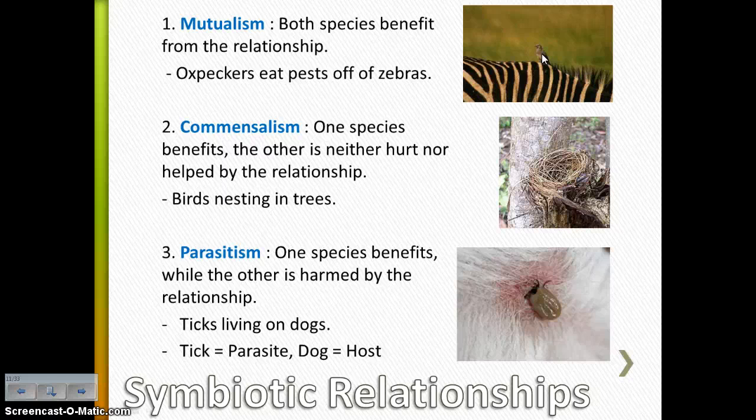Then you have parasitism, happy face, sad face. This is where one species benefits from the relationship while the other is harmed. An example would be like a tick living on a dog. The tick is getting food, that would be blood. So that would be the parasite, that's the one benefiting from the relationship. And then the dog would be the host, the one being harmed. It's having blood taken away from him. Obviously that's not good. Diseases can be spread through the tick, so that would be an example of a parasitic symbiotic relationship.